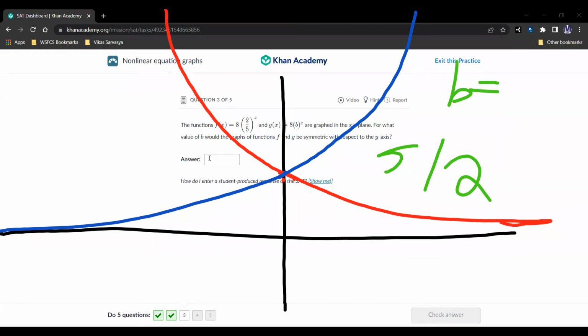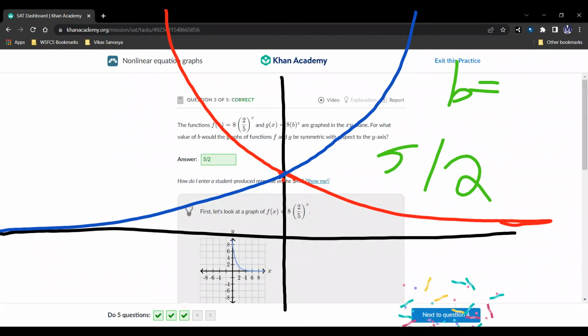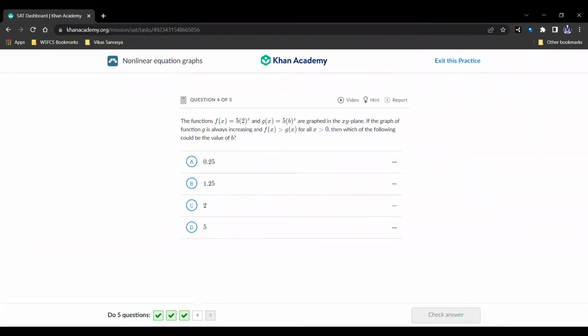And this opposite flipped graph, 5/2. And that's our answer. Let's go to the next question.